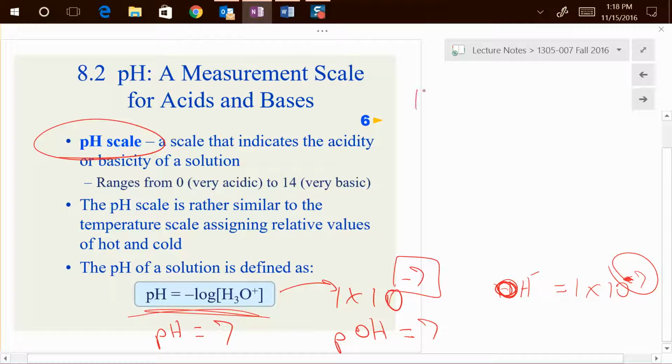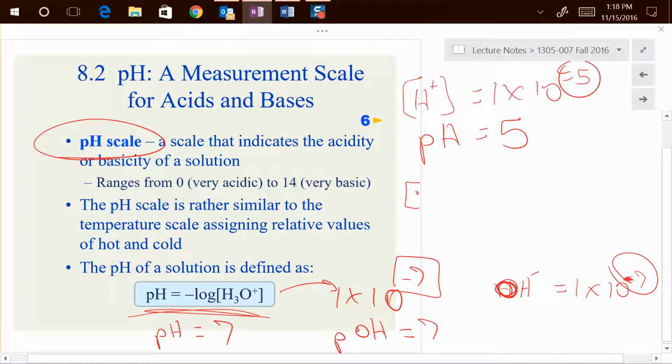What if my H plus ion concentration is equal to 1 times 10 to the negative 5? What is the pH? 5. What is the OH minus ion concentration?